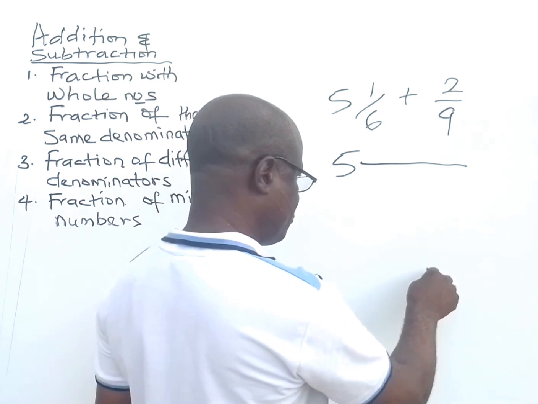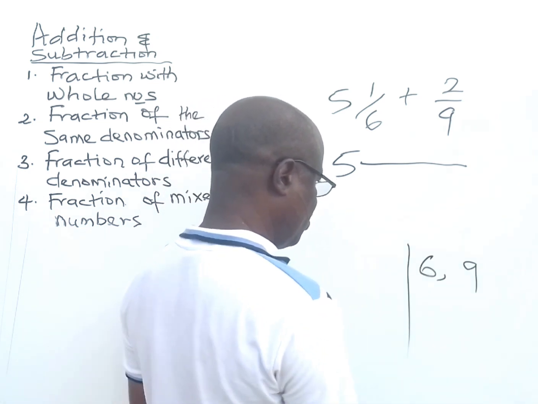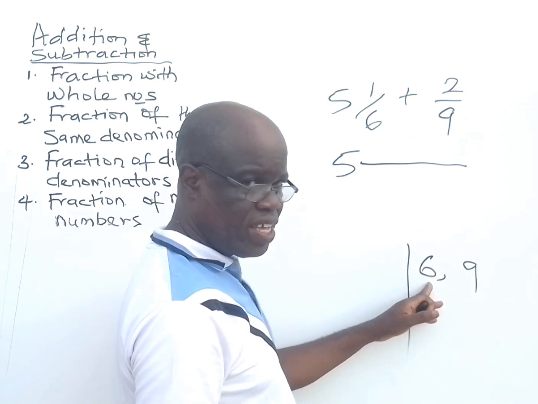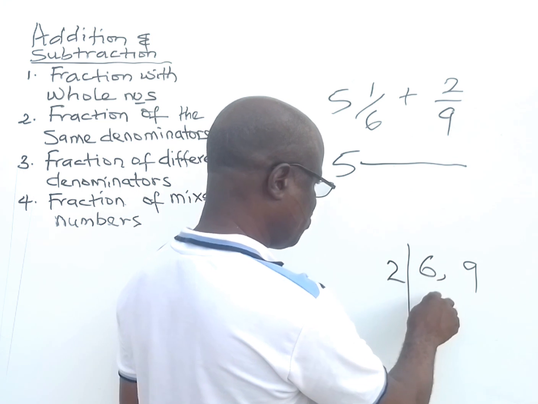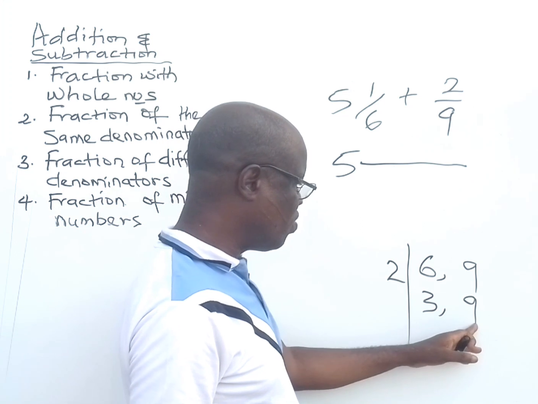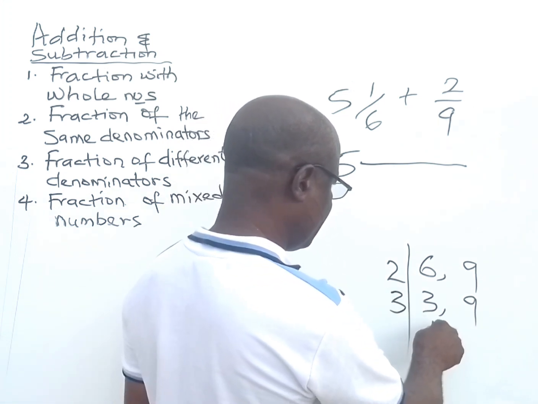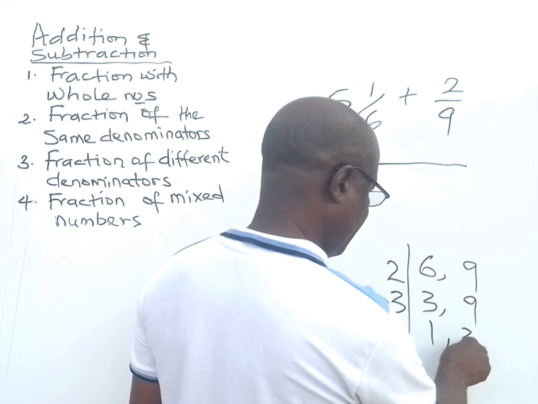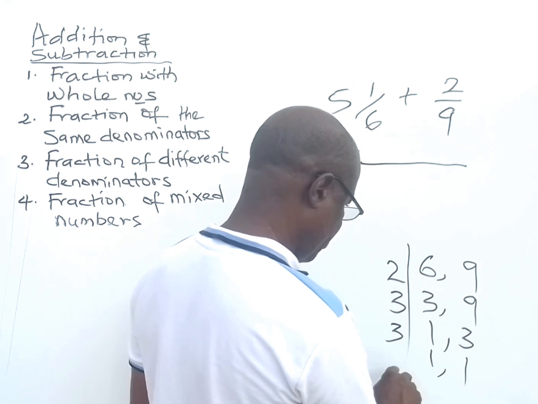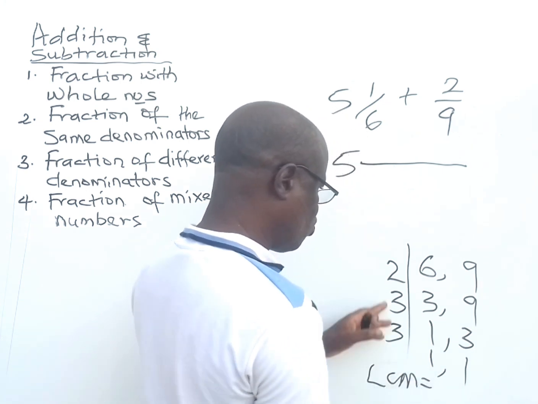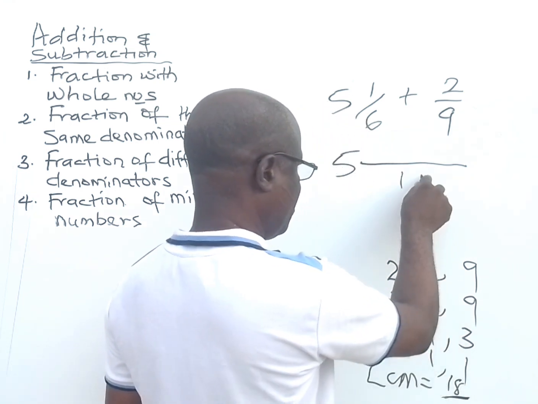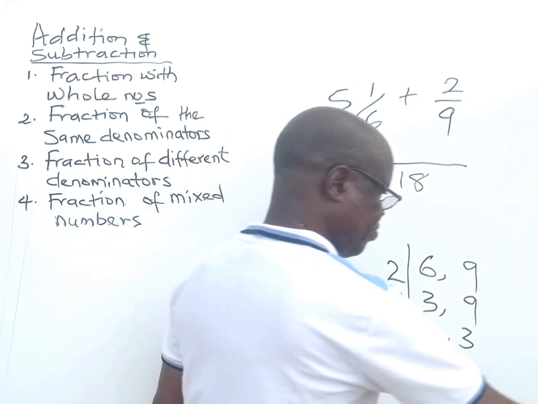To do that, it's very simple, using the continuous division method. 2 will go here exactly: 2 in 6 is 3, then write the other one down. Then 3 will go here exactly. So 3, you have 1, you have 3. So your LCM is equal to 2 times 3, which is 6, and 6 times 3 is 18. So you have 18 here. This is how to get the LCM.